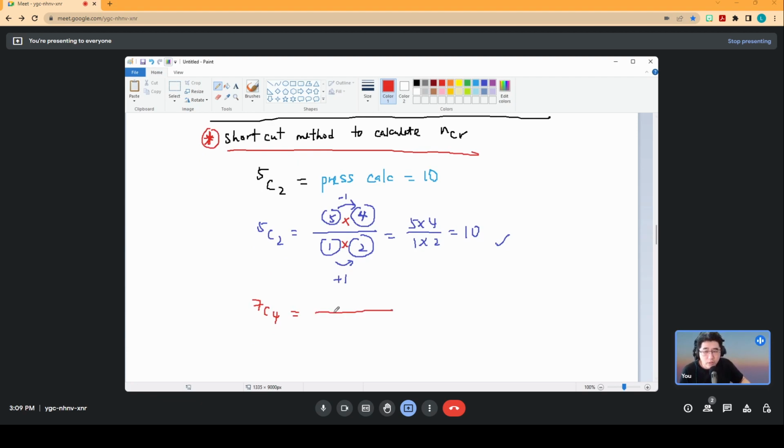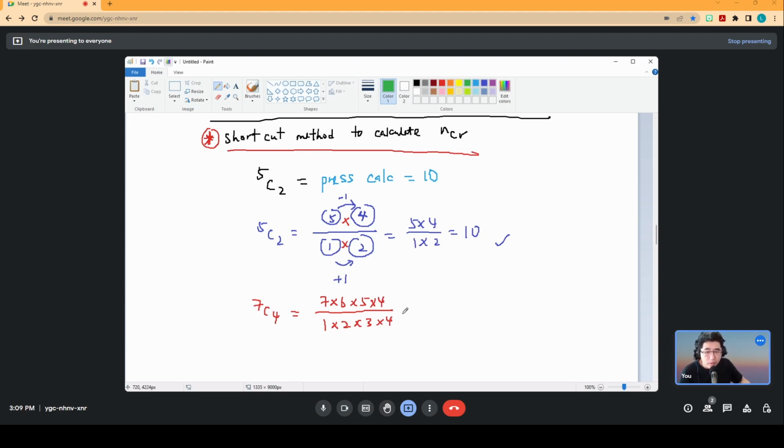4 here means I have 4 numbers below, 4 numbers above. The first number above will be 7, then times 6, times 5, times 4, because you keep minus by 1. The first number below, you start from 1, then followed by 2, followed by 3, followed by 4, because you keep adding by 1.